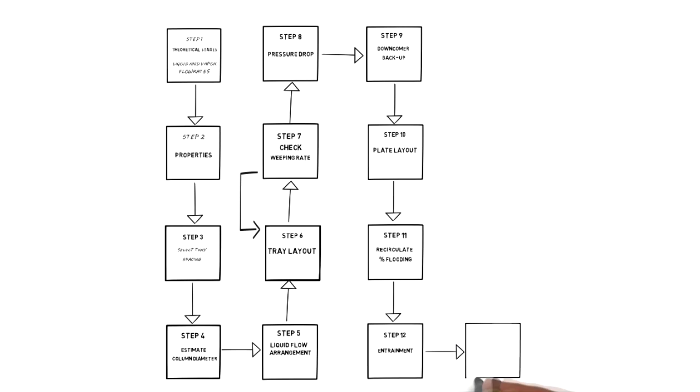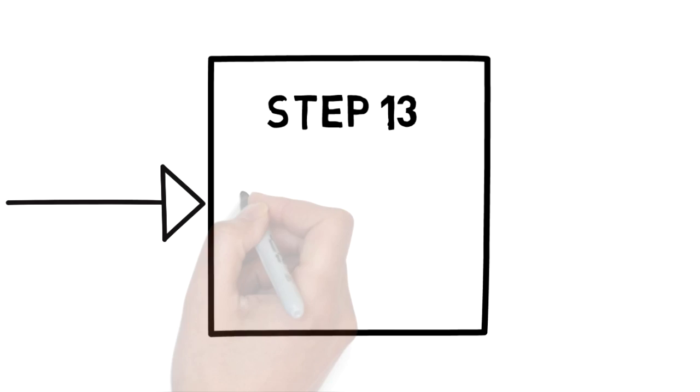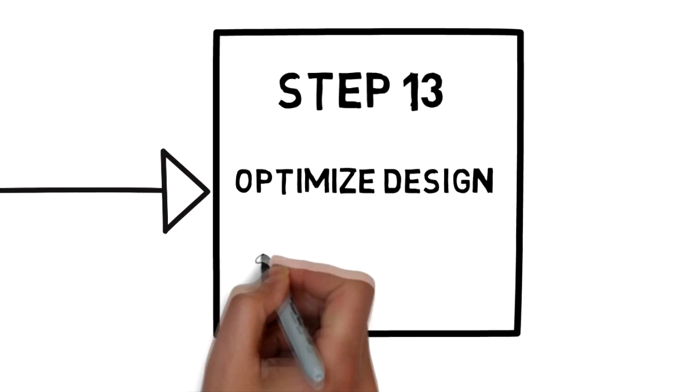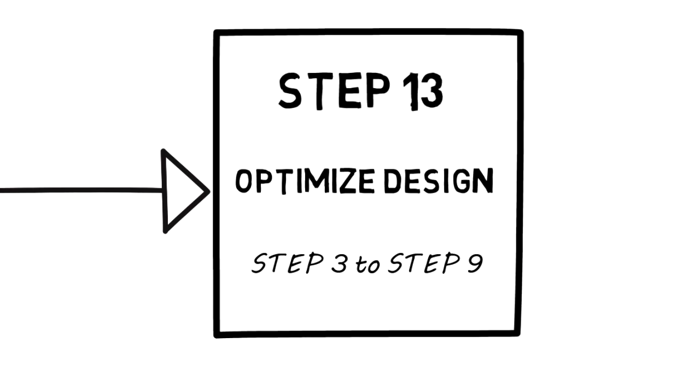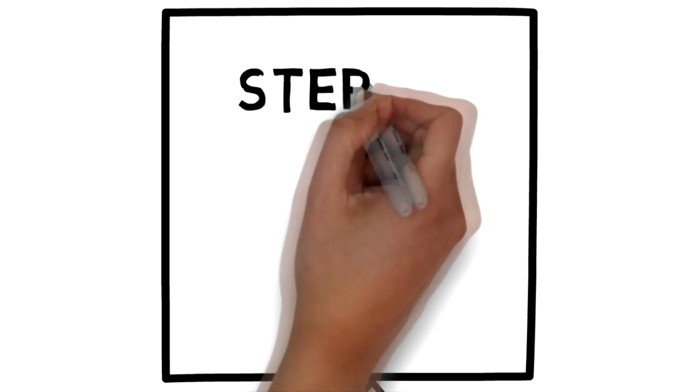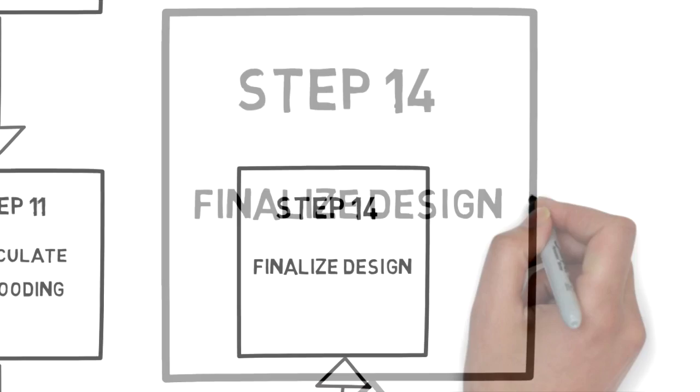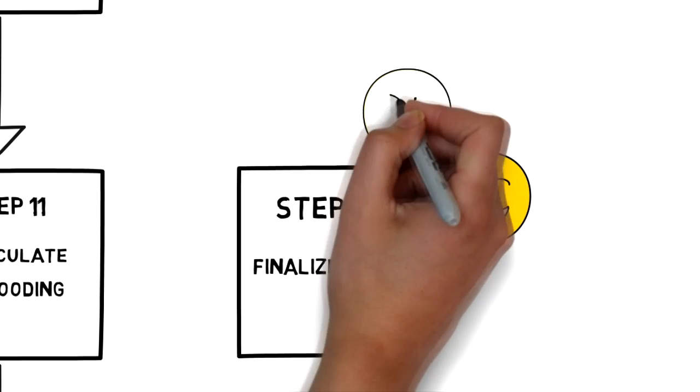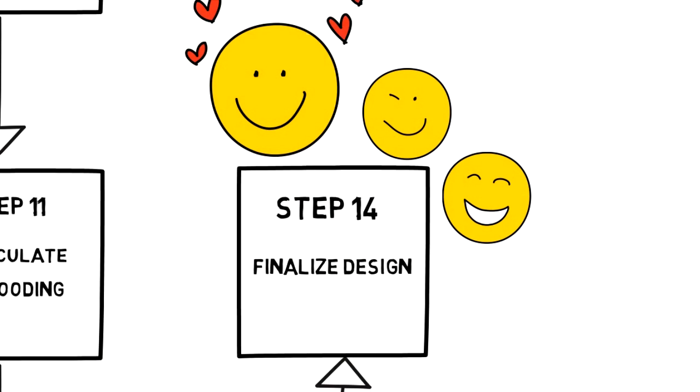Step 13 is optimizing the design. We will repeat steps number 3 to number 9 to find the smallest diameter. Step number 14, finalizing the design. Draw up the plate specification and sketch the layout.